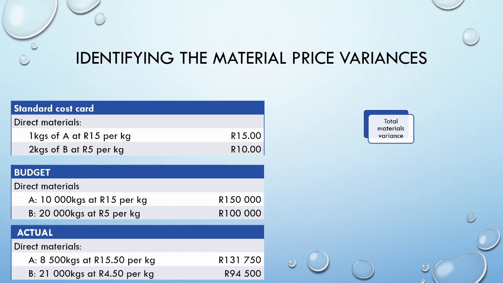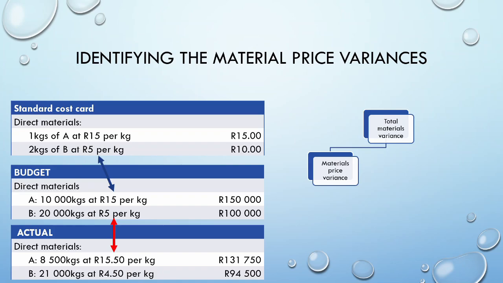Now, in considering potential variances, the first thing we notice is that the price may vary. For the standard cost card and the budget, our price is 15 Rand per kilogram for material A and 5 Rand per kilogram for material B. However, we see a difference in the actual results where we paid more for material A and less for material B. The difference in price gives rise to our material price variance.